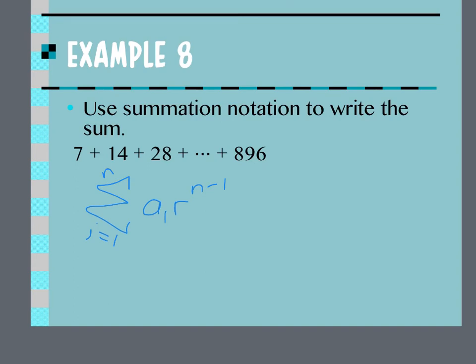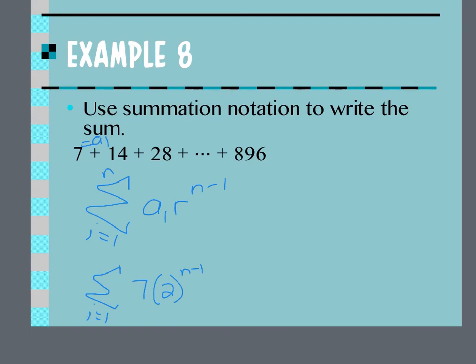What of that do you already know? A sub 1. I know a sub 1 is what? 7. So this is my a sub 1, this is 7. Do I know what r is? It's 2. Not right off the bat, it's not blatantly given to you, but I know that this is going up by multiples of 2. So r is 2. So what's the one piece of information I don't know? The n. I don't know how many numbers it took me to get from 28 to 896.